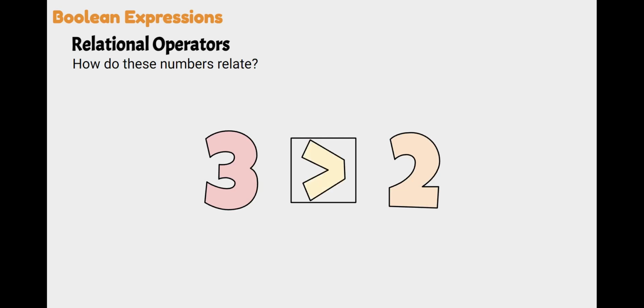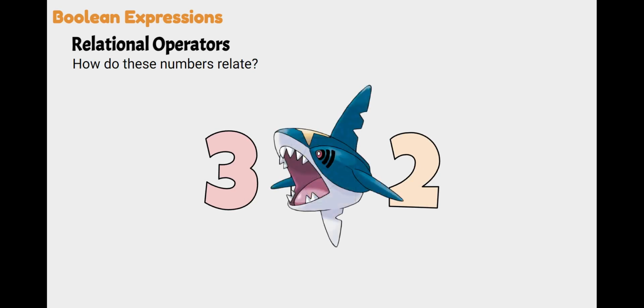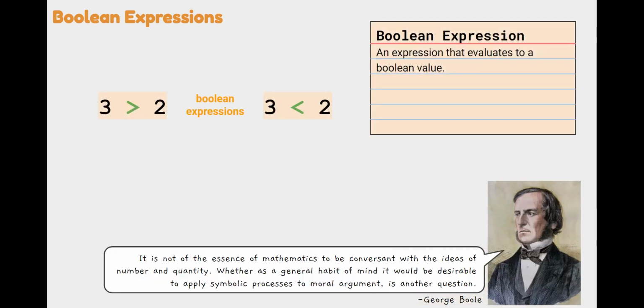I decided to use the greater than symbol because 3 is greater than 2. Remember, when deciding which way to turn the symbol, just picture it as a shark's mouth and the shark wants to eat the bigger number. So here we see two Boolean expressions.